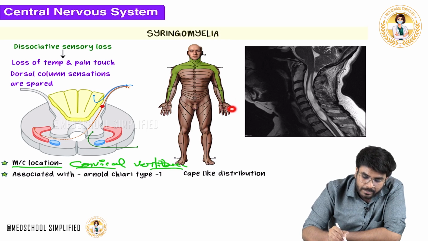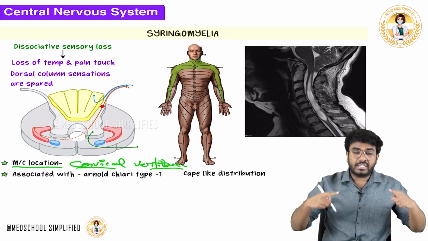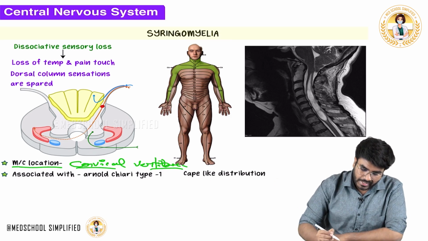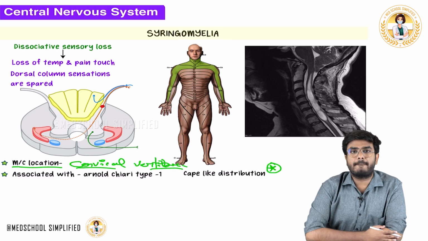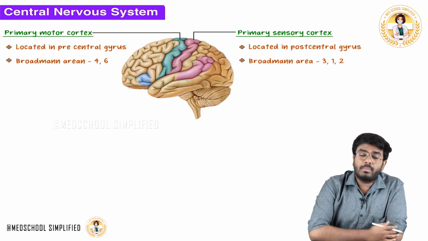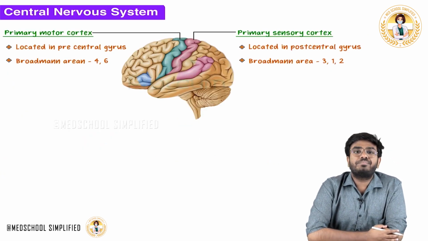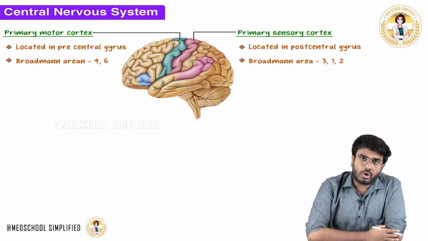So it's just like a cape, right? Cape-like distribution. We'll see cape-like loss of sensations in syringomyelia. Now after discussing syringomyelia, let's discuss the somatosensory cortex as well as the motor cortex.